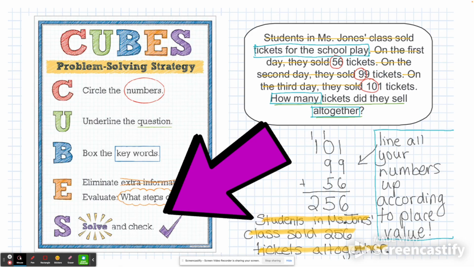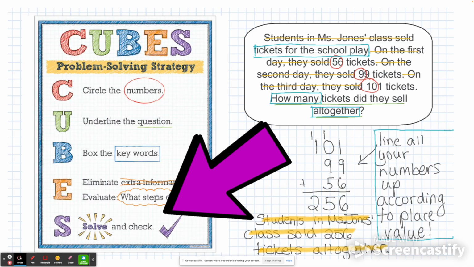9 plus 1 is 10. 10 plus 5 is 15. I put the 5 at the bottom, carry the 1 to regroup. 1 plus 1 is 2, and therefore my total is 256. So students in Mrs. Jones' class sold 256 tickets for the school play all together.